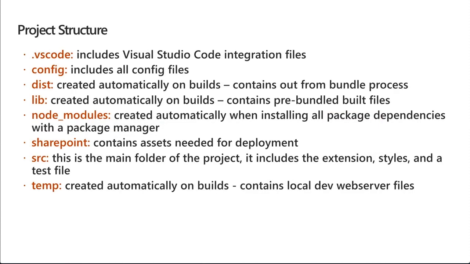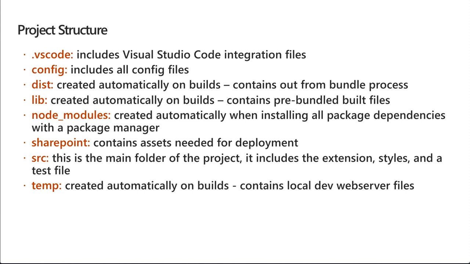Now, let me talk a little bit about what the project structure looks like for a SharePoint Framework project that's using extensions. We've seen this before with web parts, and it's basically the exact same thing. The .vscode folder that's created in a project is going to contain VS Code specific files, things for running tasks, for debugging, and for configuring settings.